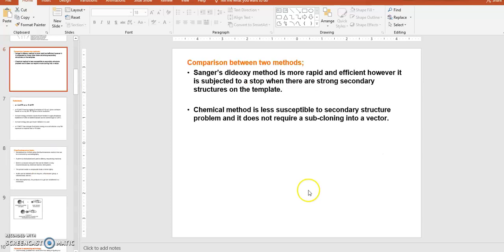Make sense? So again, the comparison of the two methods: Sanger's dideoxy method is the more rapid, efficient and universal method. However, it is subject to stopping when there are strong secondary structures on the template DNA as well as on the replicate DNA molecules. Then it's not going to work, and if that's the case, you may have to use the chemical-based sequencing method. This method is less susceptible to the secondary structure problem, and it does not require subcloning into a vector or making denatured template DNA.